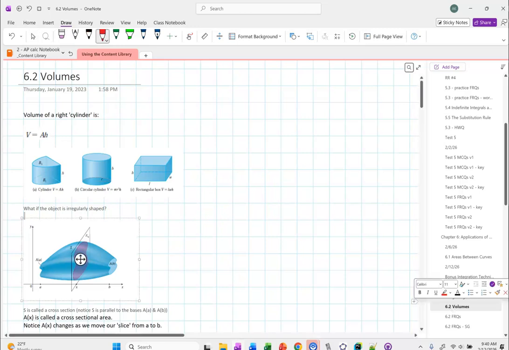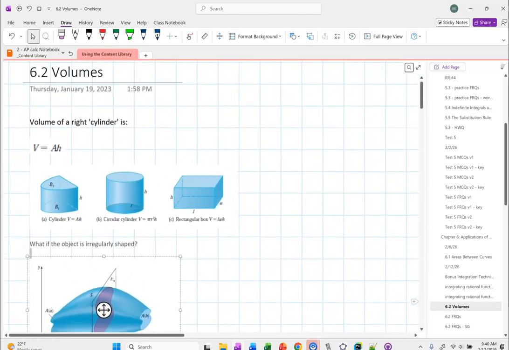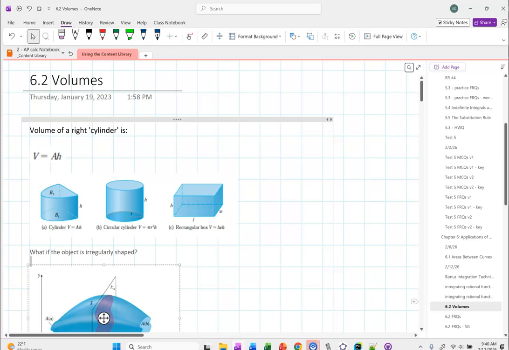Okay. So the idea here, let's start really basically with stuff that we would have done in our geometry class and talk about the volume of a right figure, right? So when I say right, what do I mean? That it's perpendicular to the ground, yes.